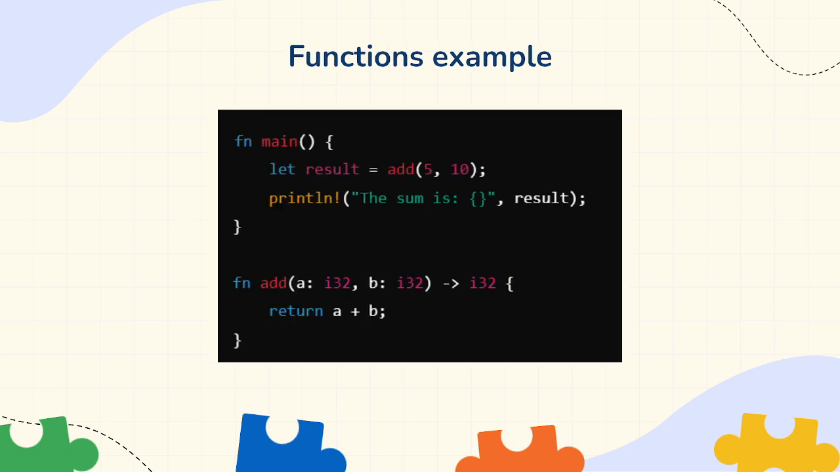Functions in Rust are defined using the fn keyword. Functions allow us to encapsulate code for reuse, making our programs more modular and easier to manage. In this example, we have a function add that takes two parameters and returns their sum. We call this function from the main function and print the result. The arrow after the parameter list indicates that the function returns a value of a given type.